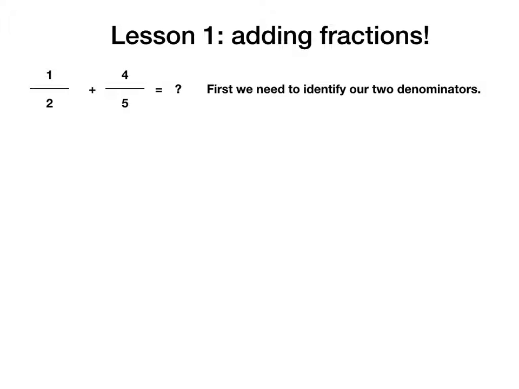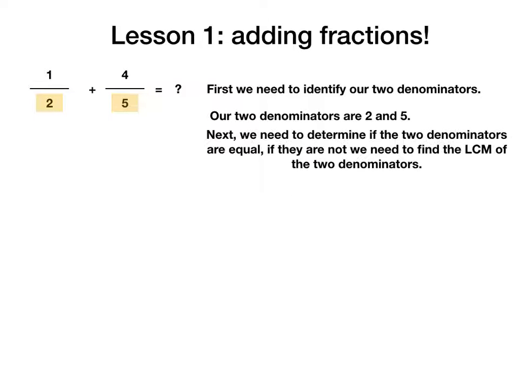First, we need to identify our two denominators. Remember, our denominators are the numbers on the bottom of the fraction. Our two denominators are 2 and 5. Next, we need to determine if the two denominators are equal. If they are not, we need to find the LCM of the two denominators. Because 2 and 5 are not the same number, we need to find the least common multiple of 2 and 5.